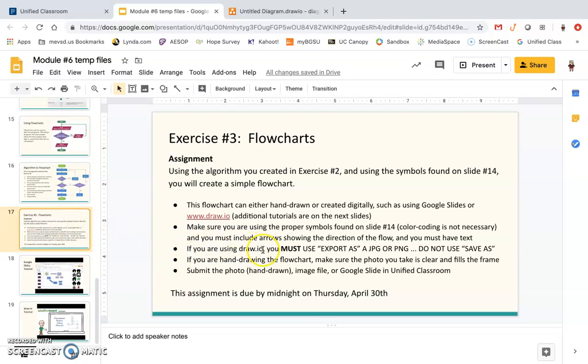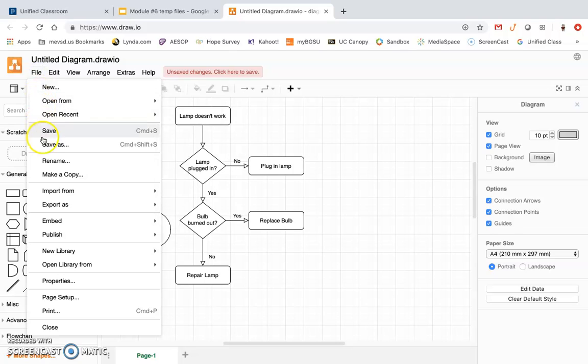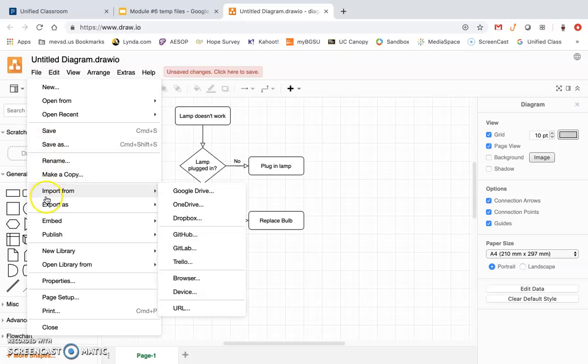So if you're using draw.io, here is my big concern, because this is the biggest thing that students mess up on. You must export as. Do not use save as. And what I mean by that is if this was done, I don't go file save as, because what it'll do is export a .io file, which I can't open unless I'm in draw.io. You must export it as an image file. You can choose PNG or JPEG, doesn't matter. You can export it as a PDF, doesn't matter.